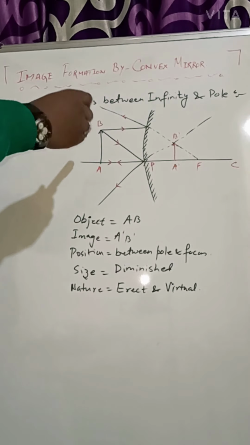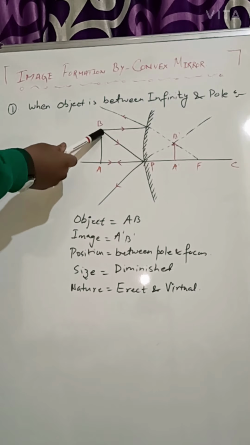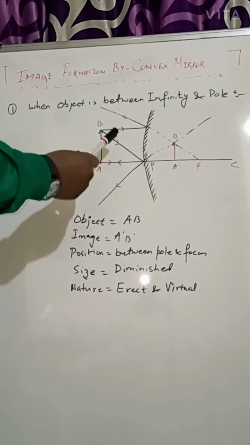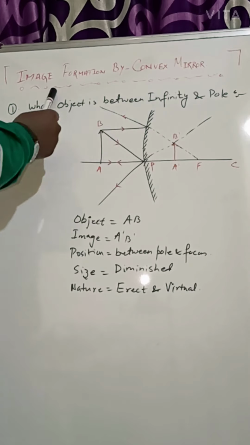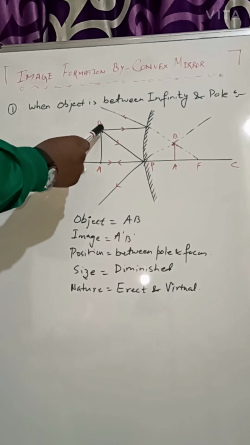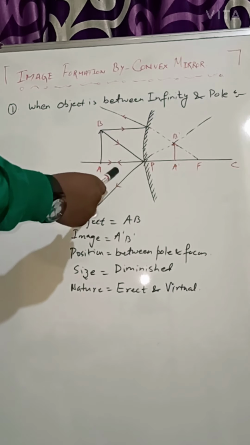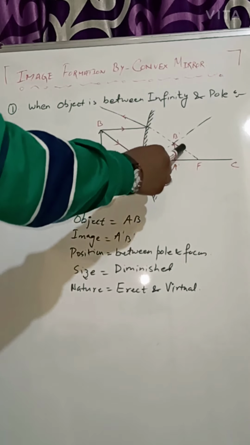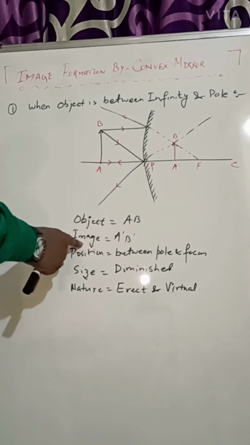So there are two rays. One is this one, which is parallel to the principal axis, and one is this one, which is going straight to the pole. After reflection, this ray is traveling back in this direction, and the ray going straight to the pole reflects back with an equal angle of reflection in this direction. So the image is formed at this place. A dash B dash is your image.